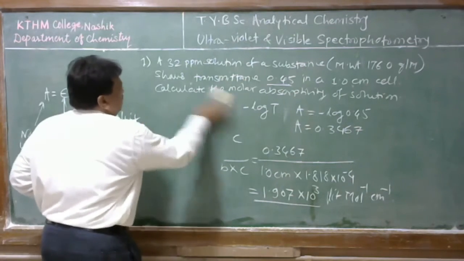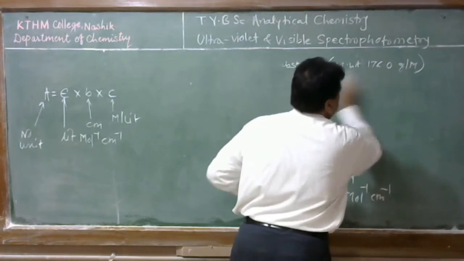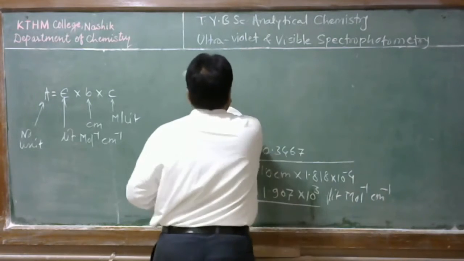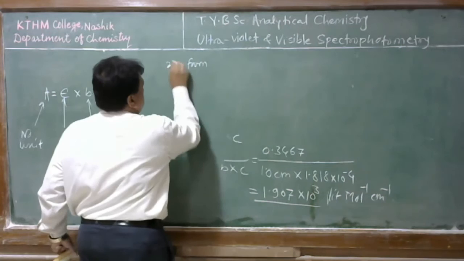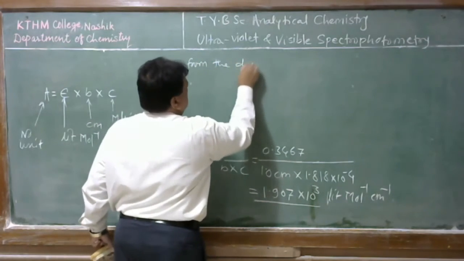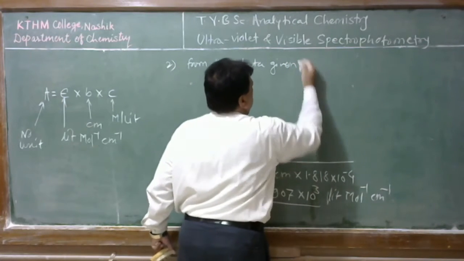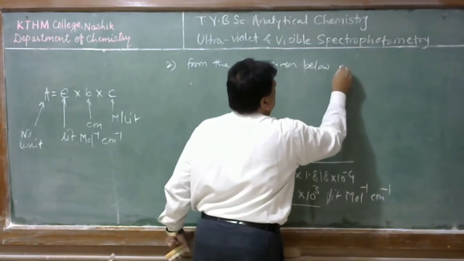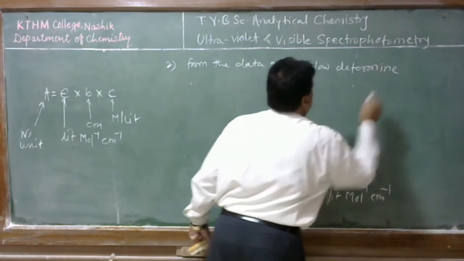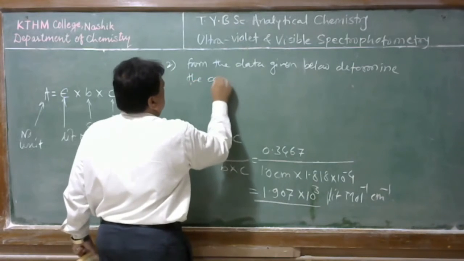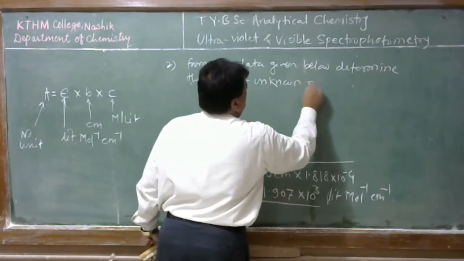Student, now we solve the next problem, which is based on experimental analysis. The problem is like this. Second problem: from the data given below, determine the concentration of the unknown solution.